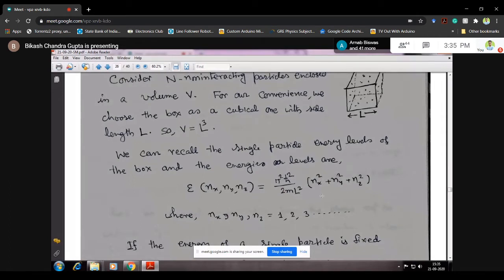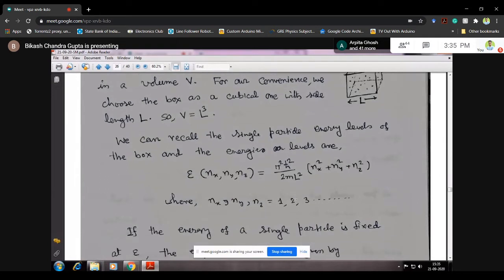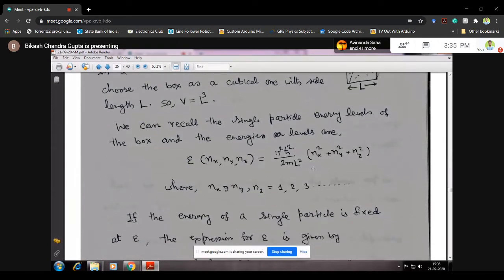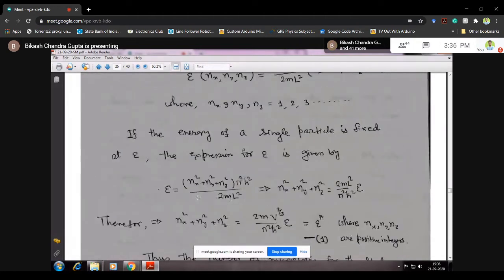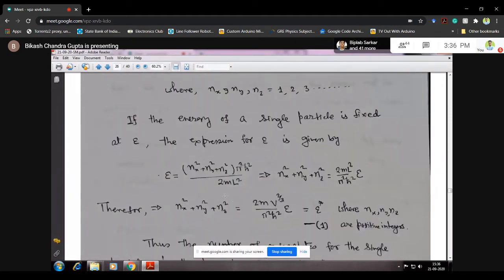But -1 and 1 are not independent, and therefore you consider 1, 2, 3, and so on. 0 is not possible. You know that corresponds to a trivial solution, and therefore you have to exclude the integer 0 for nx, ny, and nz. And therefore you can write the energy in this form: epsilon equals nx square plus ny square plus nz square times pi square h cut square by twice m L square.